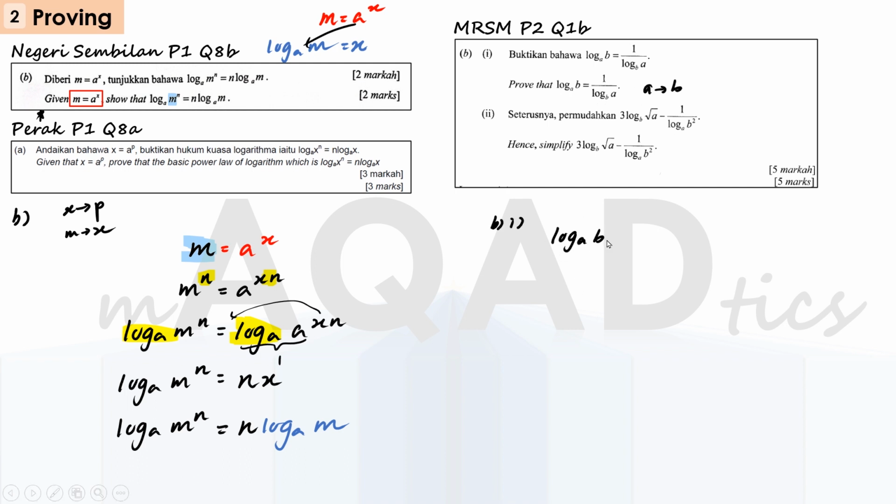Okay, so for this one, let's use the formula that we have learned, right? So the value b here, I'll put it on top, the value a, I'll put it at the bottom, and for the new base, I will put b. Okay, so here this value will become 1 because the base and the value is the same, so our final result will be 1 over log base b a.